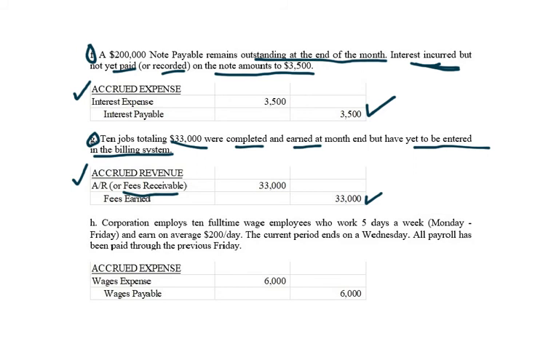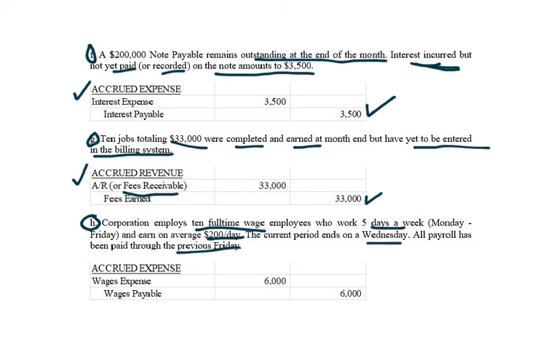And then lastly, H, a very common one that you have to deal with: a corporation employs 10 full-time wage employees who work 5 days a week, Monday through Friday, and earn on average $200 a day. So the current period ends on a Wednesday. All payroll has been paid through the previous Friday. So in other words, we have to accrue what? 3 days of payroll.